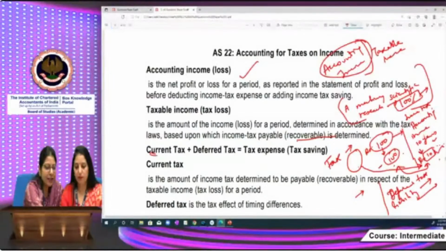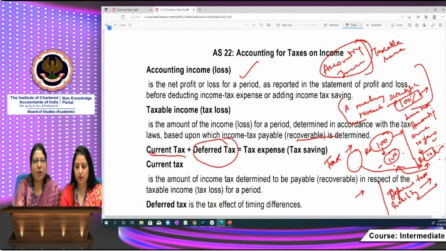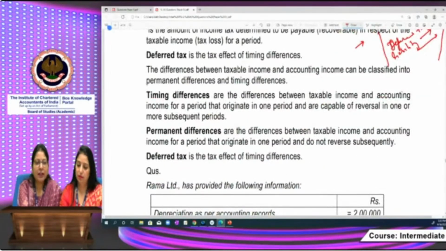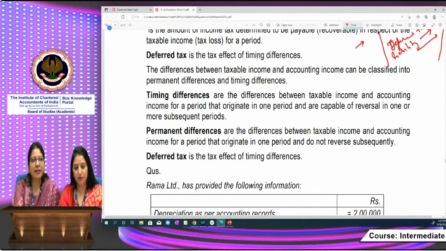What is current tax? Current tax is the tax which is paid to the authorities, and deferred tax is the tax effect of all timing differences. Like this is a timing difference. This is not a permanent difference. So you can say that two types of differences are possible between accounting income and taxable income. What are those differences? One is timing differences and the other is permanent differences.